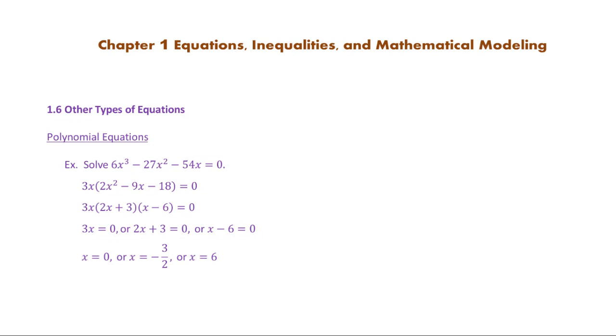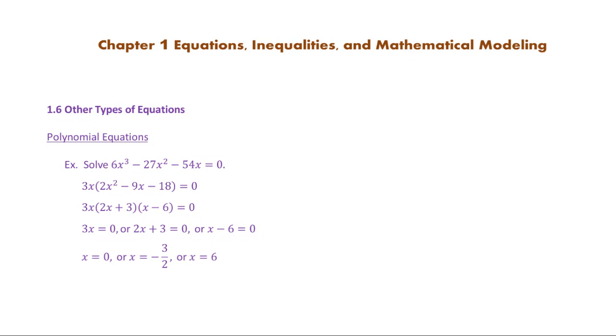So then you can break negative 9x into negative 12x plus 3x, and then factor by grouping. If you do that, what you get is 2x plus 3 times x minus 6. I didn't put all the details in here, but you can double check with the notes for how we do that. And then you put each factor equal to 0. So you get 3x equal to 0, 2x plus 3 equal to 0, and x minus 6 equal to 0. So then you get x equal to 0.